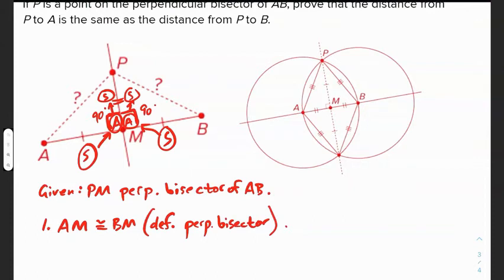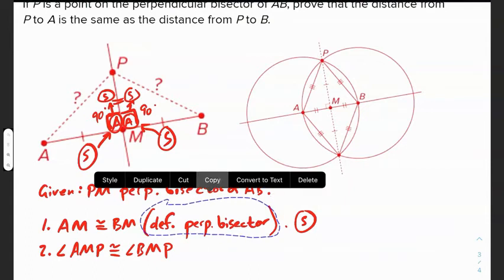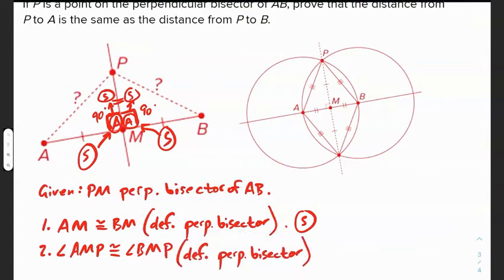All right. And that's a side, all right? That gives us a side. Second, we know that angle AMP is congruent to angle BMP, right? For the same reason, the definition of a perpendicular bisector, which does contain that 90-degree angle. So that gives us a pair of angles.